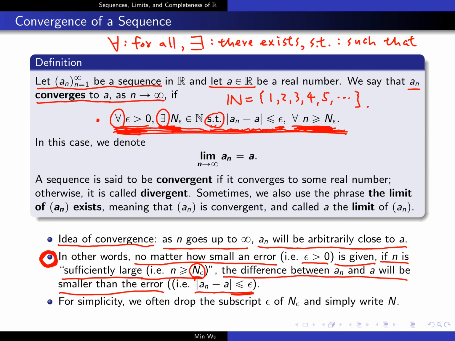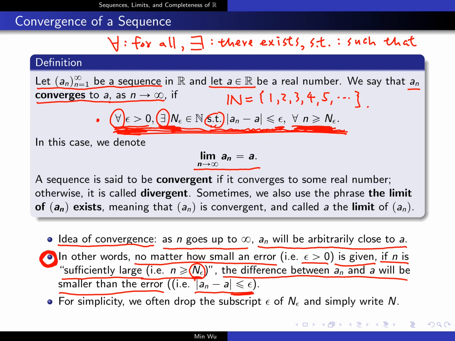So yeah, because the words "a_n converges to a as n goes to infinity" are too long, and mathematicians like symbols because they are easier to write down, most of the time we'll write limit as n goes to infinity of a_n is equal to a, which is equivalent to a_n converges to a as n goes to infinity. Okay.